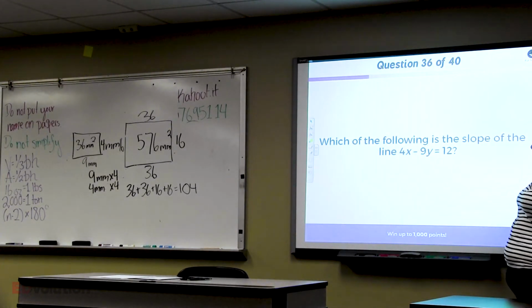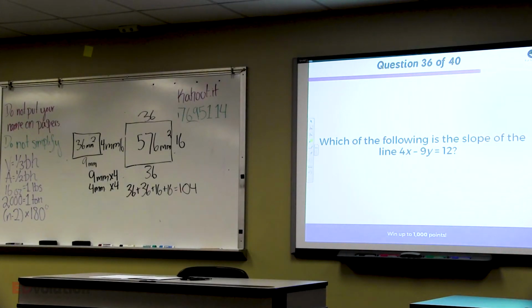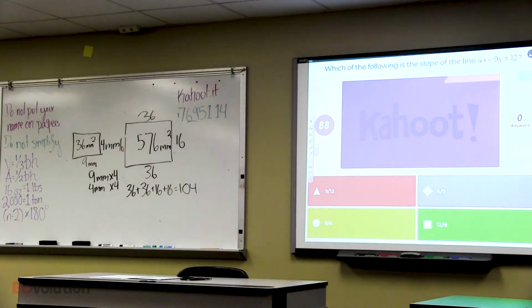Which of the following is the slope of the line 4x minus 9y equals 12?